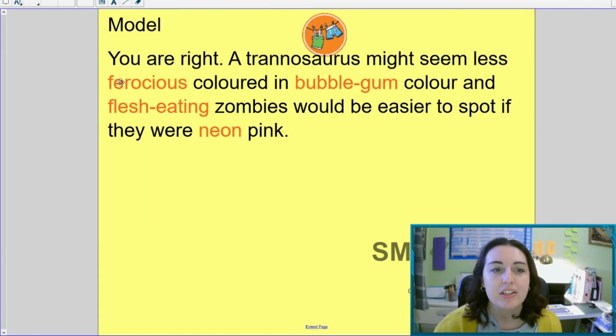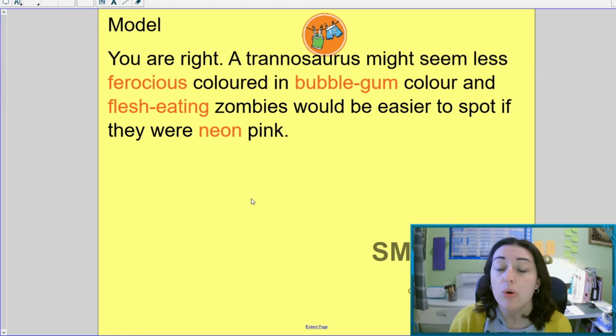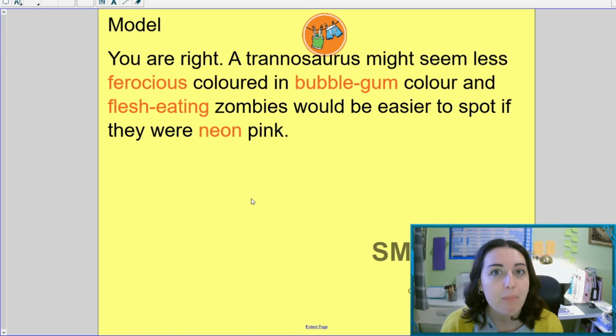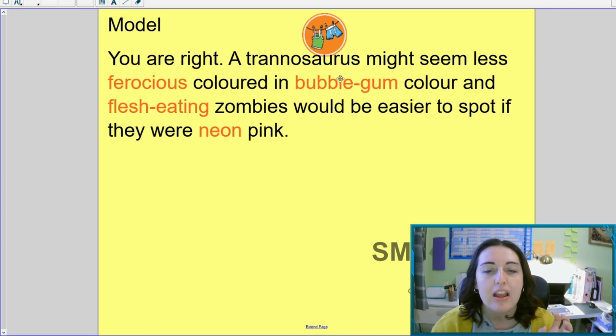So I'm going to start my sentence. "You are right. A Tyrannosaurus might seem less ferocious coloured in bubblegum colour, and flesh-eating zombies would be easier to spot if they were neon pink." So we've started off by saying you're right, acknowledging the fact that they are correct, get them on our side. We've got to persuade them that we want them to come back to work for us. Now I've talked about my animals, my creatures here, Tyrannosaurus, and then they'll be less ferocious, flesh-eating zombies, all those kind of things.